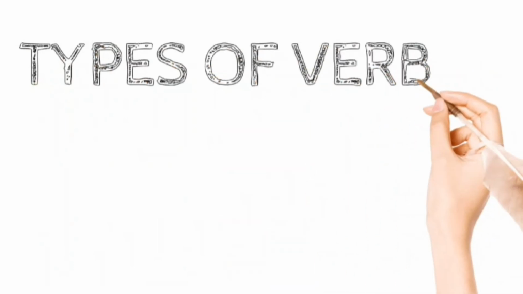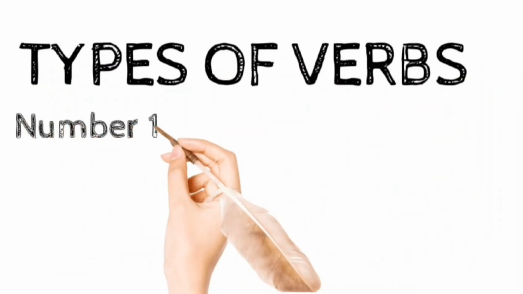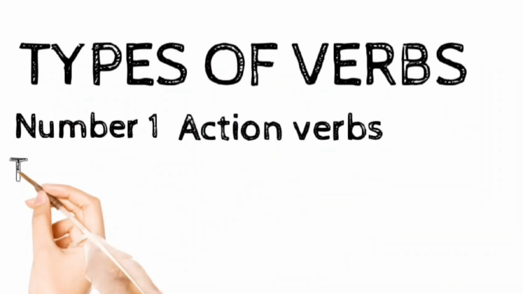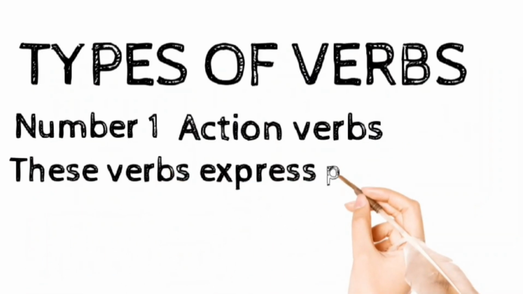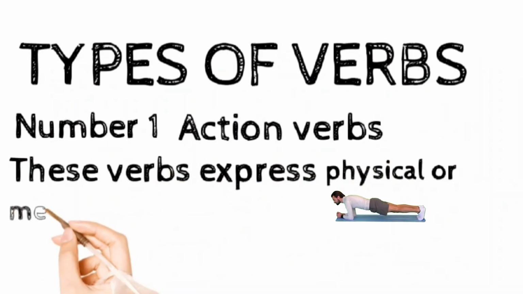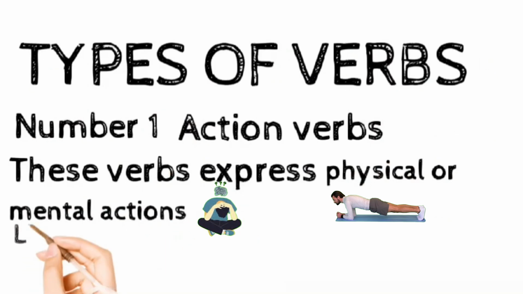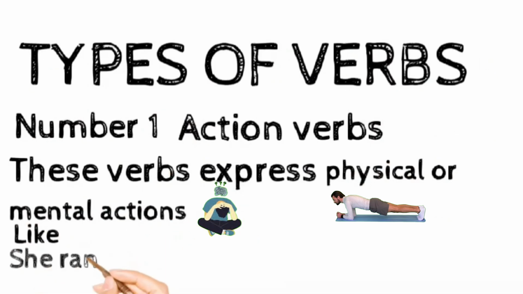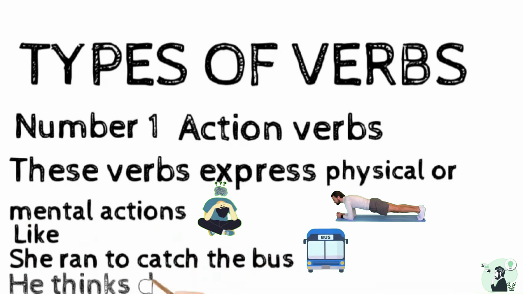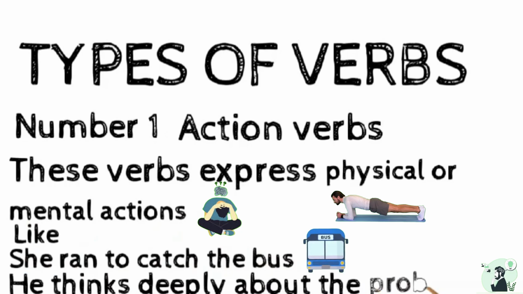Types of verbs. Number 1, action verbs. These verbs express physical or mental actions like she ran to catch the bus. He thinks deeply about the problem.